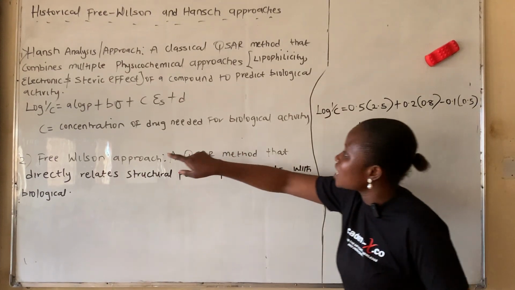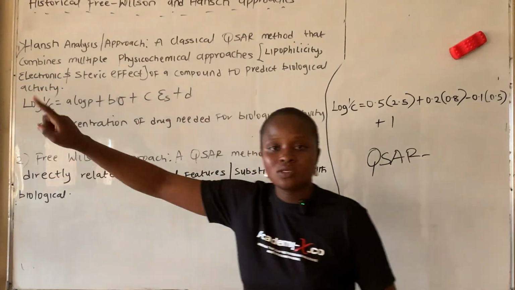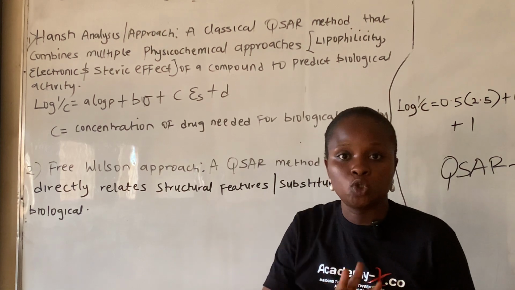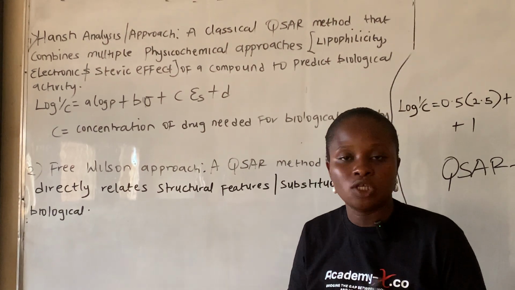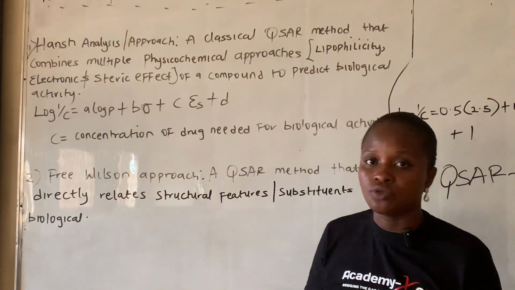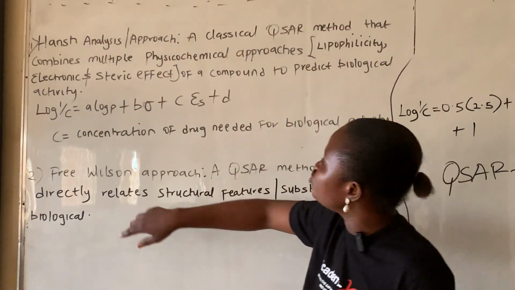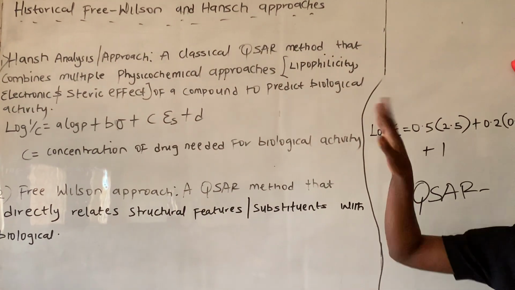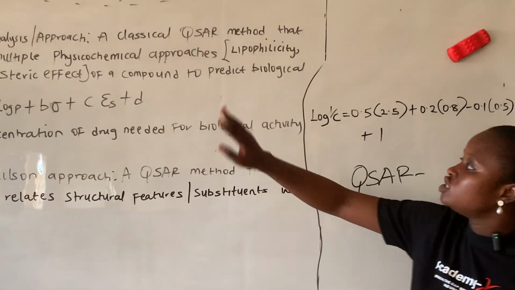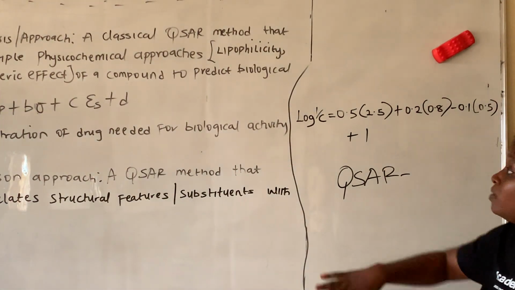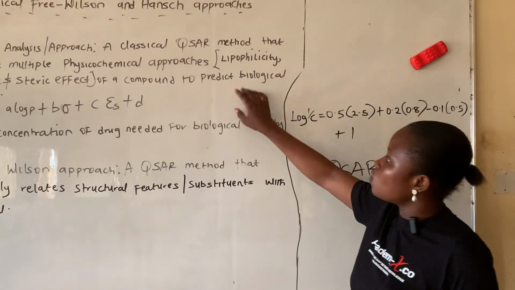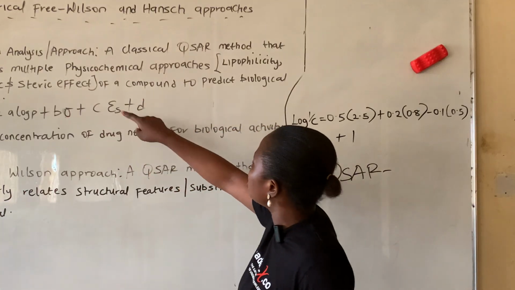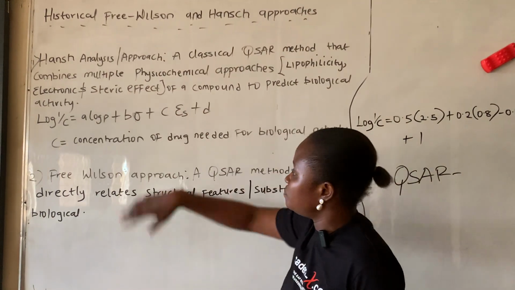You're also trying to find out how the electronic effects, we've discussed electronic effects, and we know that electronic effect has to do with the effects of the substituent, like electron withdrawing group and electron donating group on the molecule. Also, you're considering the steric effect, that's the size or shape related effects of the molecule or the compound. You're trying to consider how the size or the shape of the molecule or the substituent affects the biological activity. So you're trying to consider these three major physicochemical properties in QSAR. You're trying to use them to predict the biological activity of a drug.